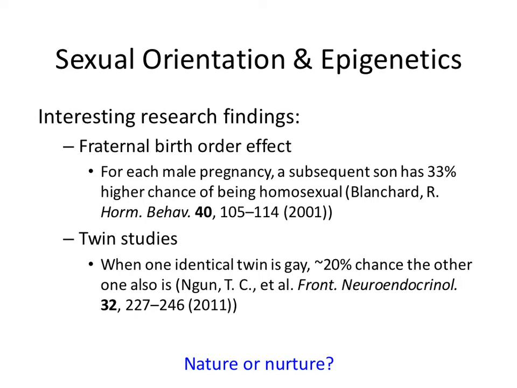Why would that be? Is there a biological basis to the idea of a fraternal birth order effect? The more older brothers you have, the more likely you are to be homosexual, if you're a male. Thoughts? Does this have any basis in reality, or is this just a study that found some random correlation? What do you think? No comments?